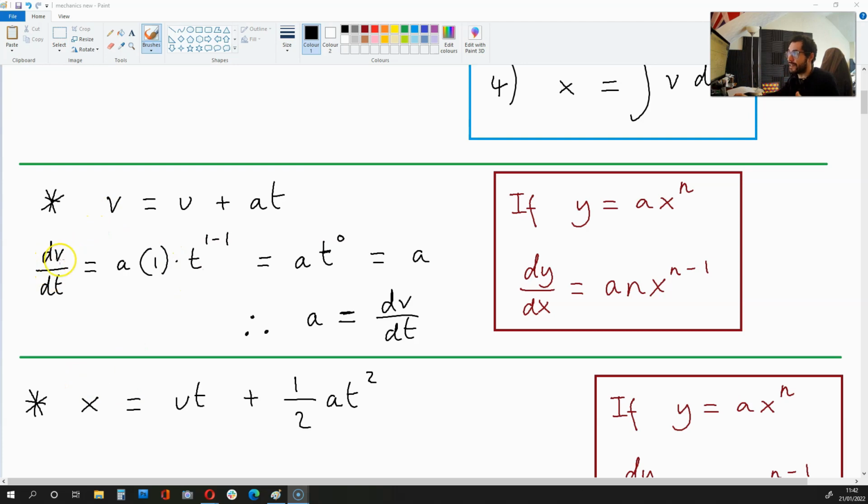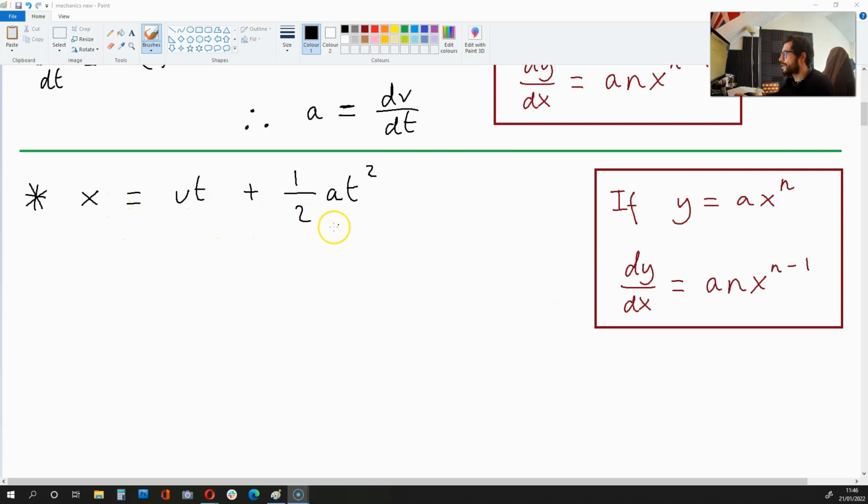So for dv over dt, we know that we cancel the u out, and we get a times 1 times t to the power of 1 minus 1. And that is a times t to the power of 0. And t to the power of 0 is actually 1. So what we have here is just a. So we've shown that a is dv over dt. In other words, acceleration is the rate of change of velocity with time.